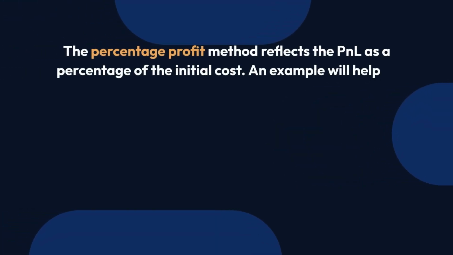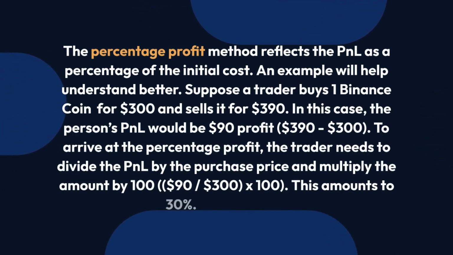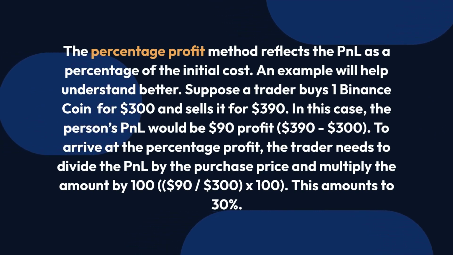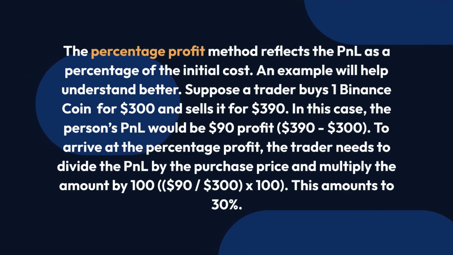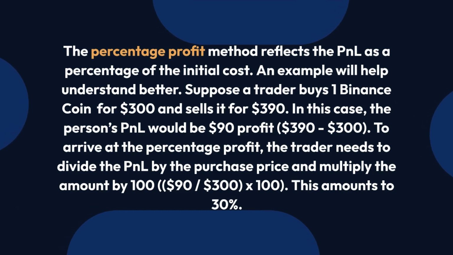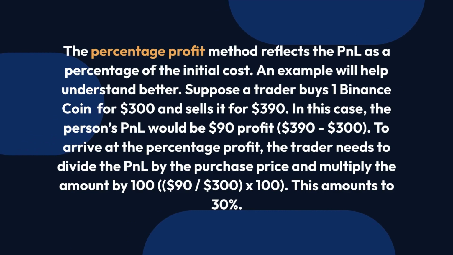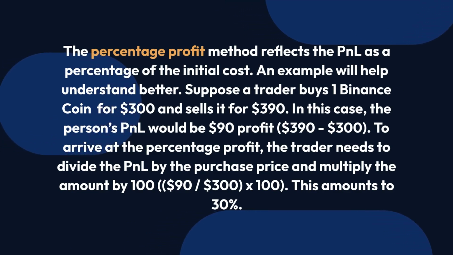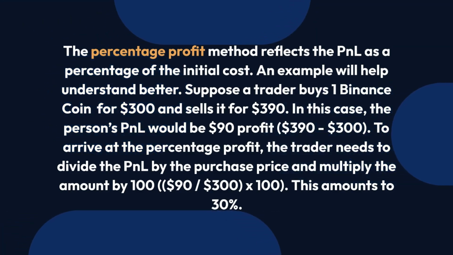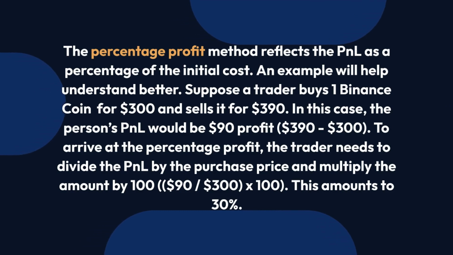The percentage profit method reflects the PnL as a percentage of the initial cost. An example will help understand better. Suppose a trader buys one Binance coin for $300 and sells it for $390. In this case, the person's PnL would be $90 profit, $390 minus $300. To arrive at the percentage profit, the trader needs to divide the PnL by the purchase price and multiply the amount by 100: $90/$300 x 100. This amounts to 30%.